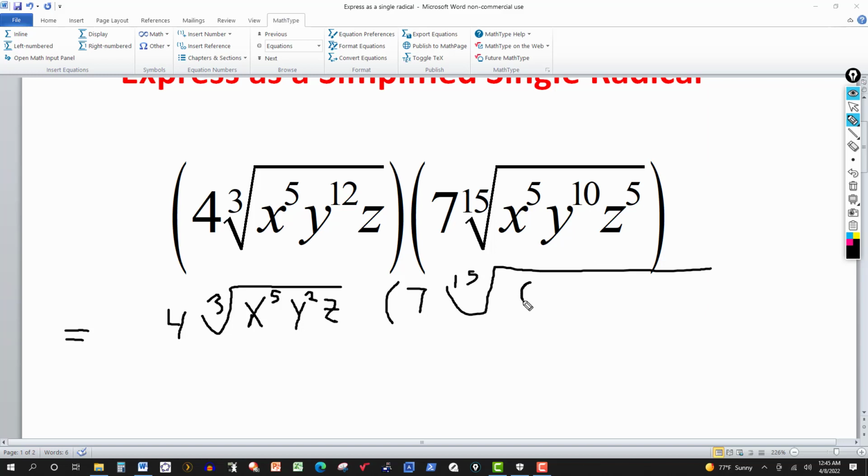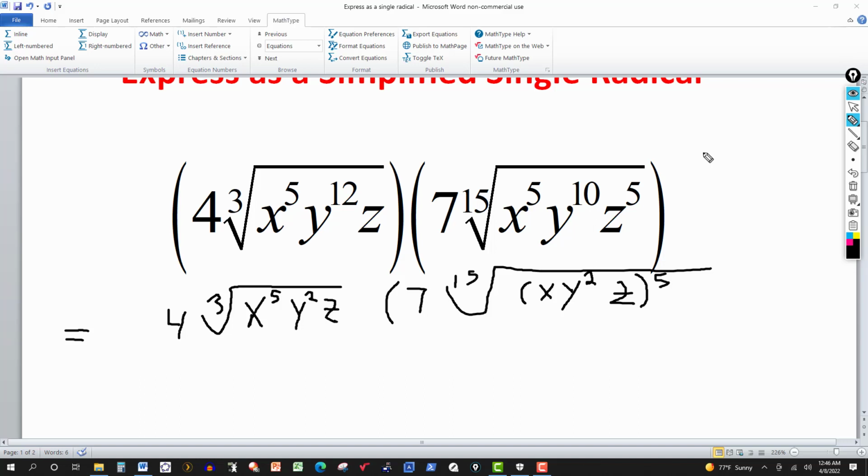And I'm going to rewrite the radicand this way. So x to the 5th, y to the 10th, z to the 5th. I can write it as x, y squared, z, in parentheses, taken to the 5th power. Because remember, power to a power, you multiply the exponents. The exponent on the x is understood to be a 1, so 5 times 1 gives me x to the 5th. 5 times 2 gives me y to the 10th. Then z, 5 times 1 gives me z to the 5th.